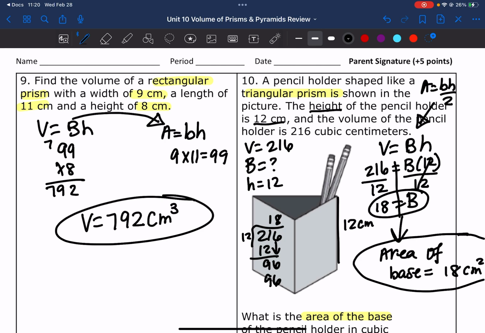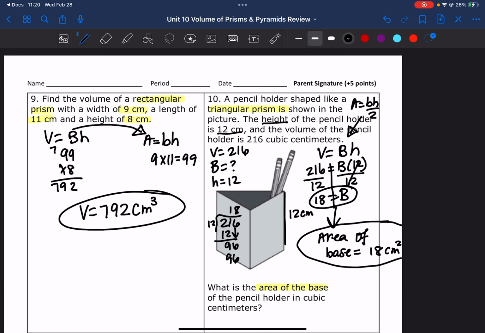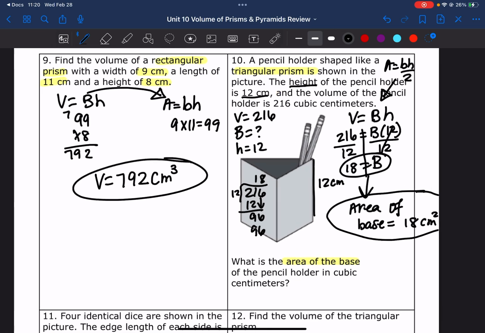All right, done with number 10. Pause if you need to. I'm gonna go ahead and go to number 11.